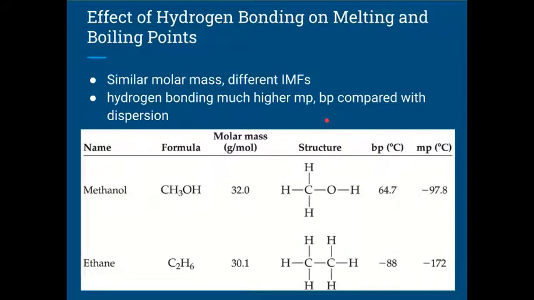So let's look at the effects of hydrogen bonding on melting and boiling points. Even if you have similar molar mass but different intermolecular forces, hydrogen bonding has much higher melting point and boiling point compared with dispersion forces. So if we look at methanol, you can see this OH here. When this hydrogen gets close to an oxygen of another methanol, you're going to have that hydrogen bonding. Ethane, you can see, is nonpolar. So you can see the boiling point for methanol is a lot higher, even though they're very similar in size.